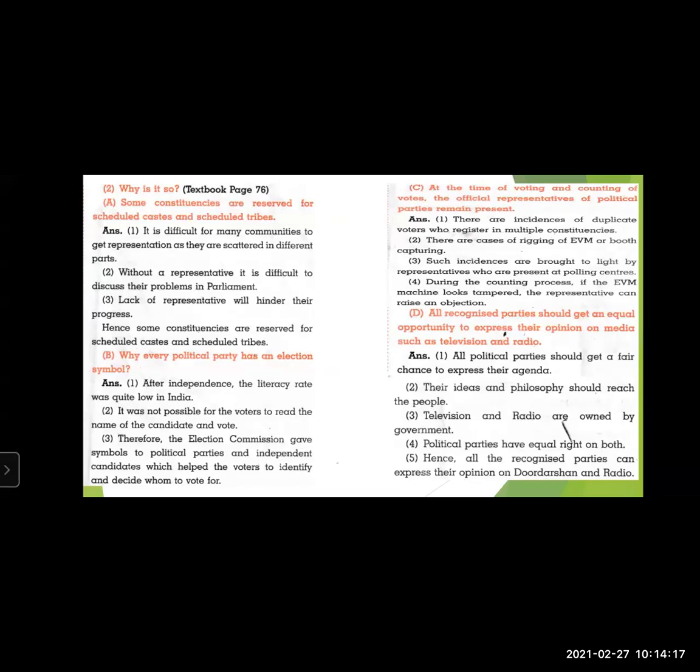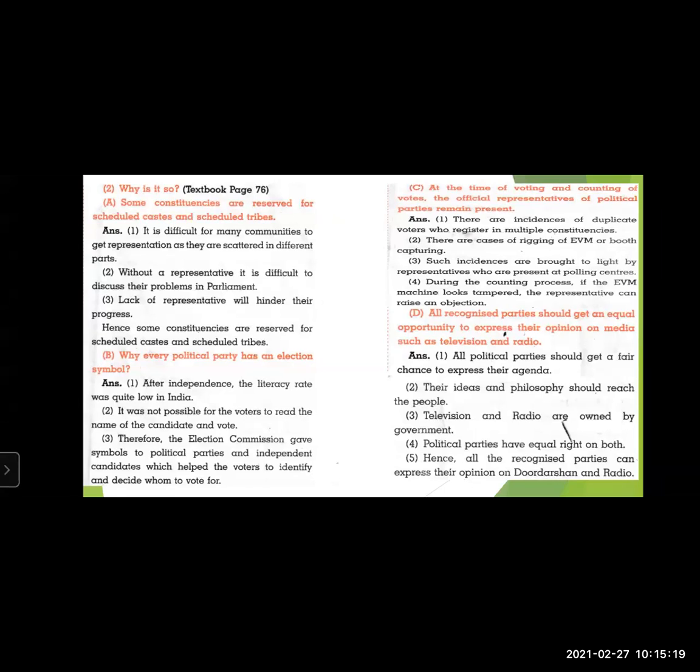The next question we have is, why does every political party have an election symbol? The reason is, after independence, the literacy rate was quite low in India. Students, literacy means the ability to read and write, and it was very low in our country. It was not possible for many voters, when they came to vote during elections, to read the name of the candidate and vote. So what provision was made, students? Therefore, the Election Commission gave symbols to the political parties which could be recognized by the voters, and independent symbols to independent candidates, which help the voters to identify and decide whom to vote for.